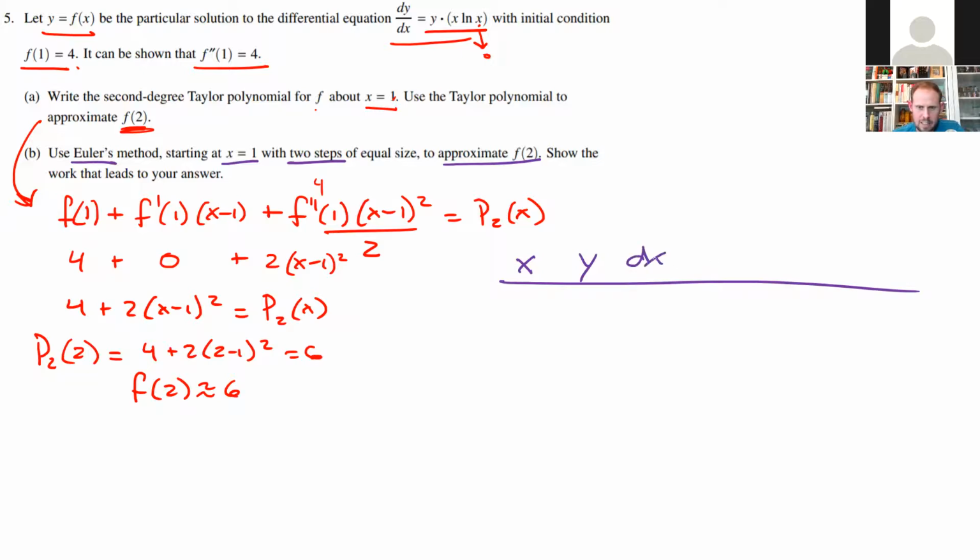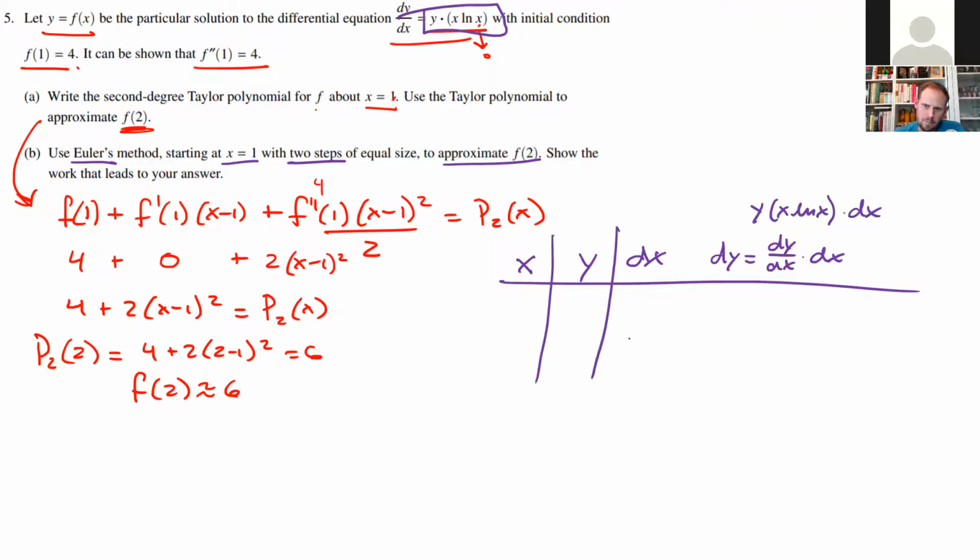And let's see, I got a dx, and then dy is dy dx times dx. dy dx is this. So I'm going to have y times x ln of x times dx. So I'm starting at the point I know. I'm starting at 1, 4. I want 2 steps to get to 2. So let's see, I'm going from 2 to 1, divide by 2. So I'm going to be stepping by 1/2.